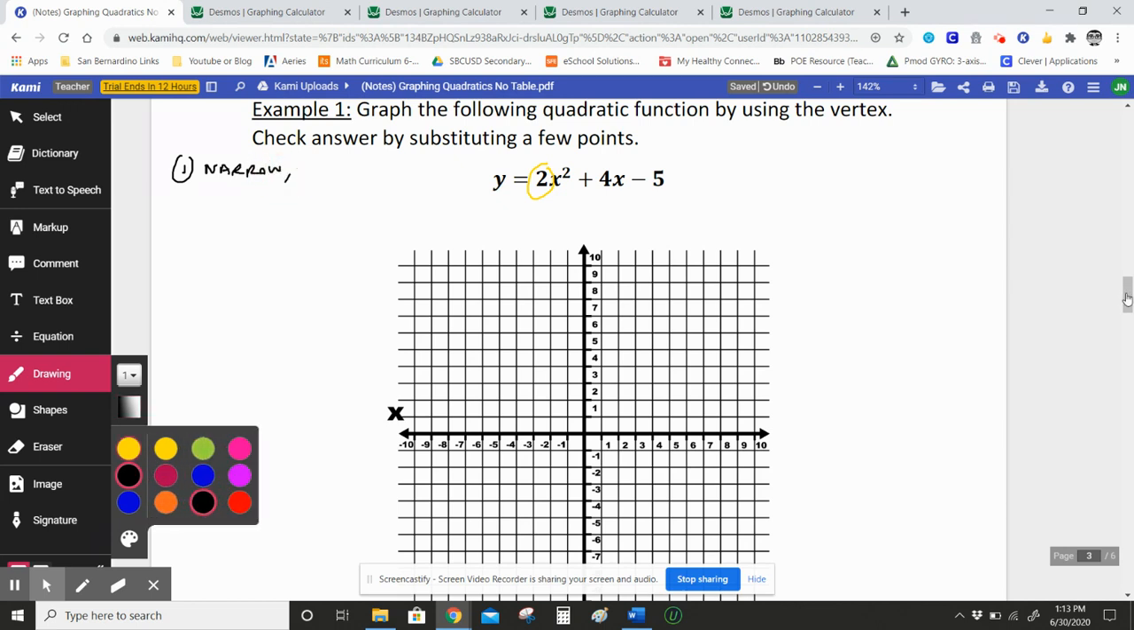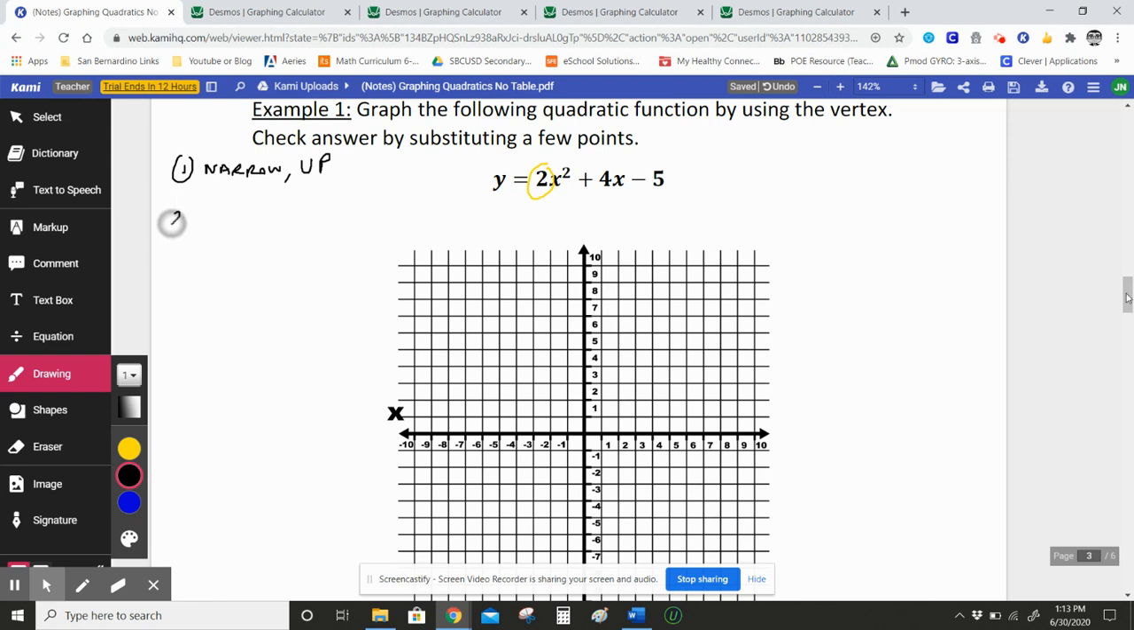And not only that, is the parabola going to be going up or down? If you notice, in this case, the 2 is positive, so it's going to be going upwards. So we know 2 things for sure. We're going to have a narrow parabola that's going upwards. Okay, so we did that already.